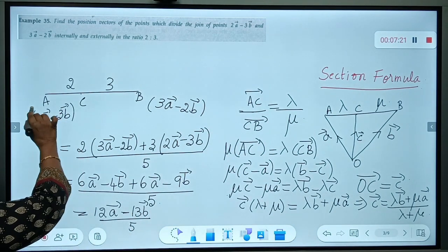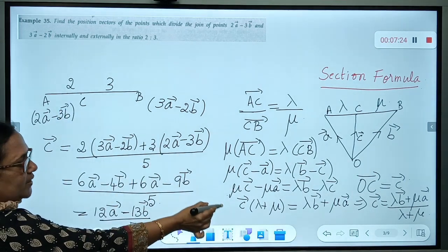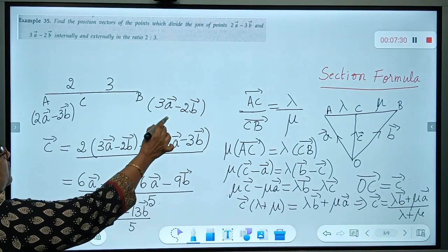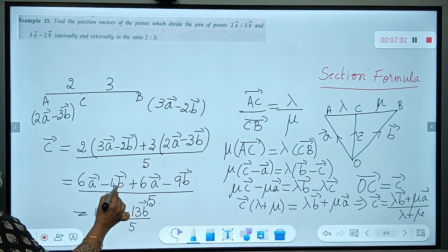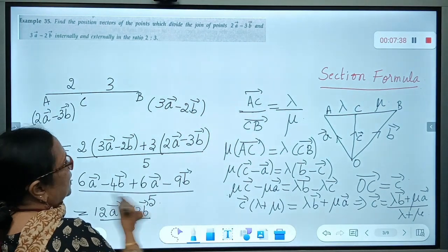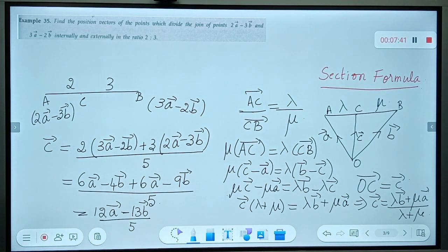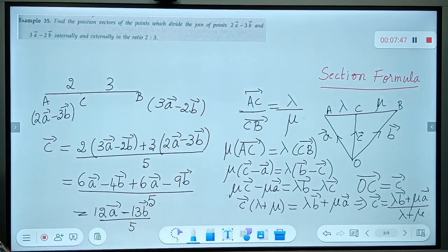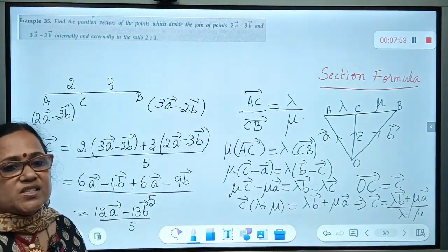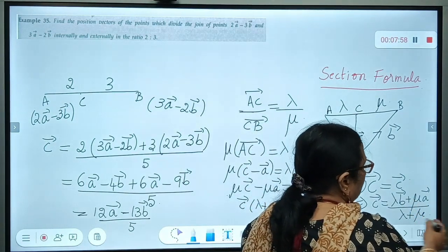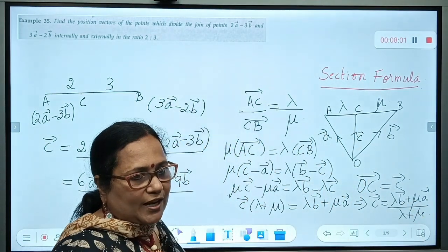So when C divides internally, applying the section formula, we get the position vector of C to be 2 times this, which is 6A vector minus 4B vector, plus 3 times this, which is again 6A vector minus 9B vector, divided by lambda plus mu, which is 5. So you get 12A vector minus 13B vector divided by 5 gives the position vector of C if C divides internally. If it divides externally, you would use the formula lambda B minus mu A by lambda minus mu. I'm sure you can calculate that very easily.